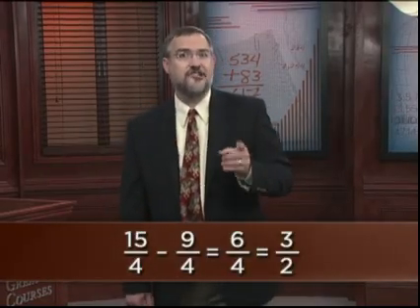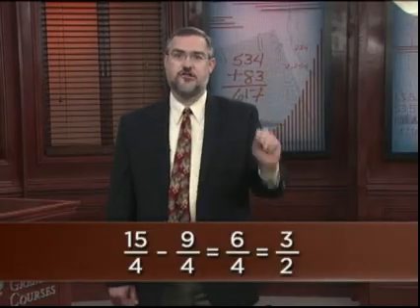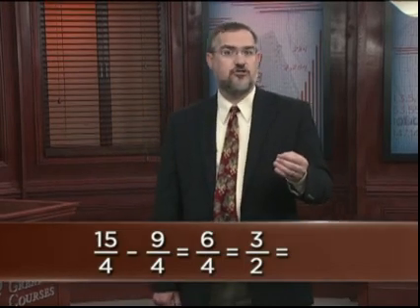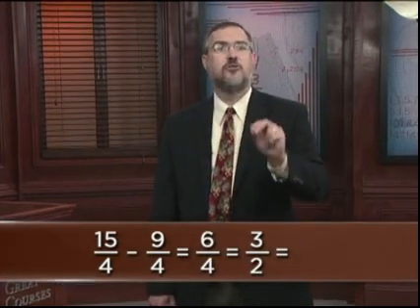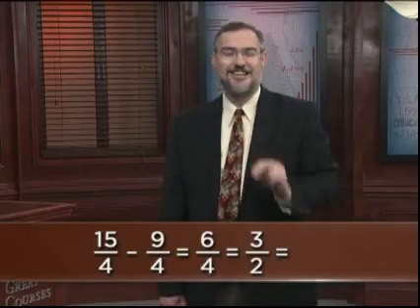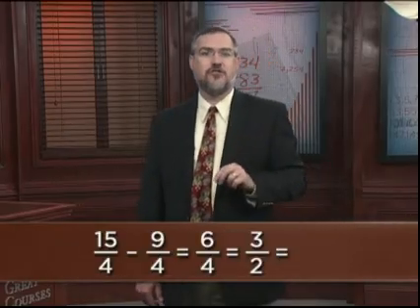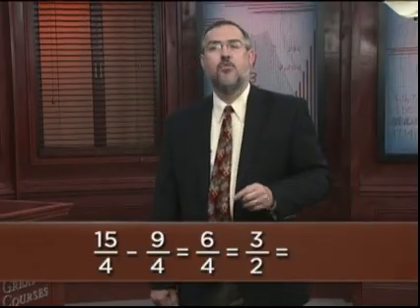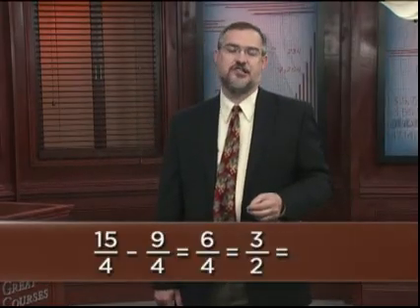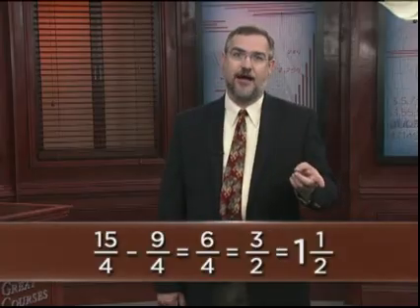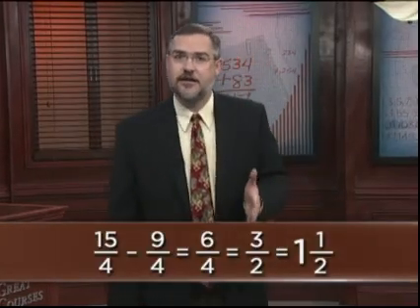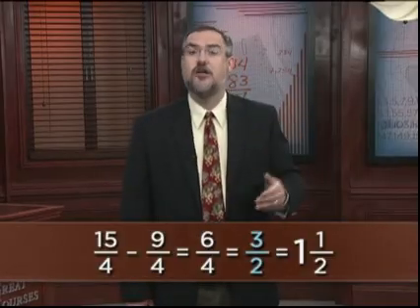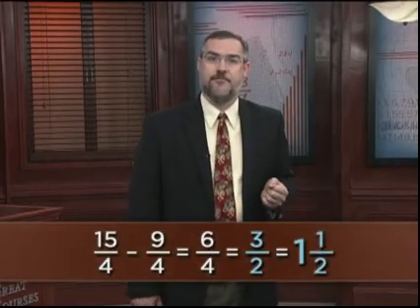Now notice, though, that that's still an improper fraction because the 3 is larger than the 2. If you did not want an improper fraction as your answer, you would need to convert it to a mixed number. And since the 2 goes into 3 exactly one time, and it has a remainder of 1, we know that 3 halves is the same as 1 and 1/2. And so we could write our final answer either as 3 over 2, or 3 halves, or 1 and 1/2.